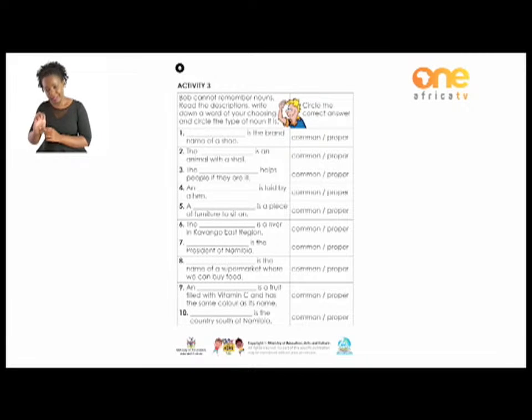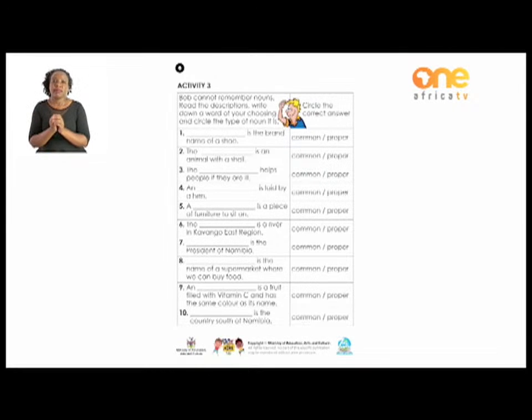So it would read, read the descriptions, write down a word of your choice, and circle the type of noun it is. Right, I think it's clear now. On your left, it says, circle the correct answer. Now, how do we answer this? Let's go to number 1. I'll give it as an example. Maybe number 1 and 2 as examples, and then the rest, you do it on your own.